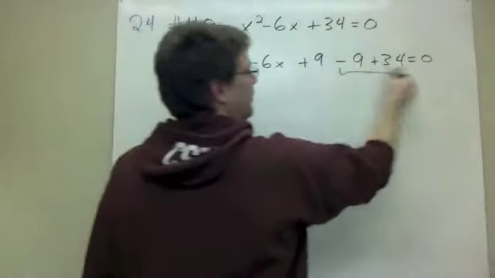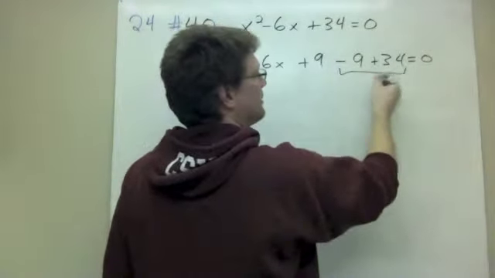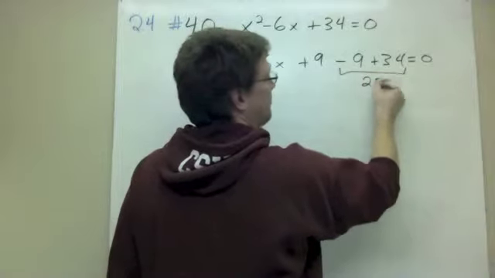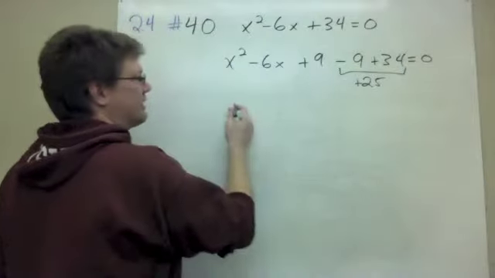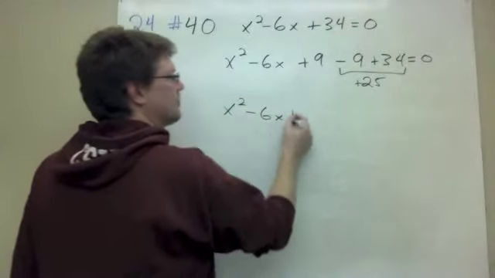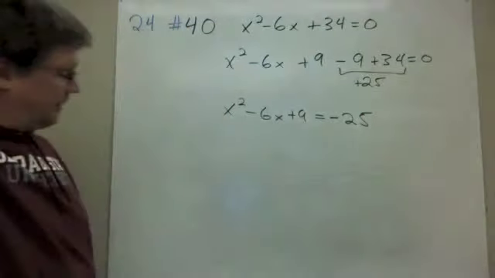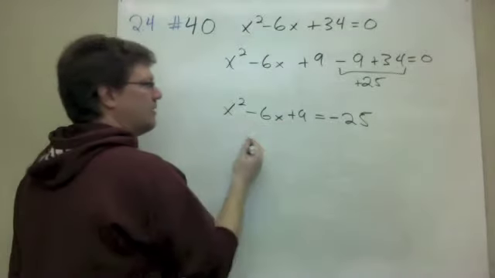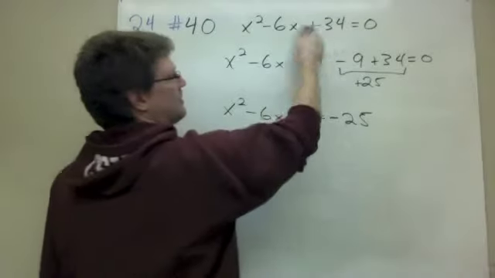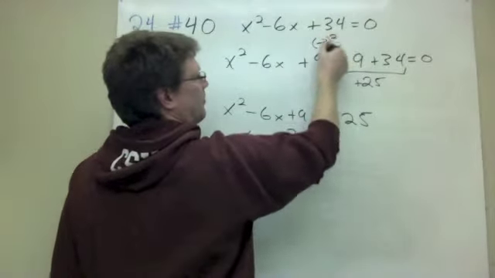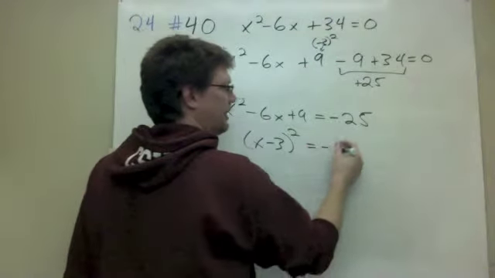Well, we can combine these pieces. Minus 9 plus 34 is equal to 25, positive 25. And we can subtract that over to the other side. X squared minus 6x plus 9 equals negative 25. This is a perfect square. X minus 3 squared, right, because this is minus 3 squared added and subtracted. It's equal to minus 25.